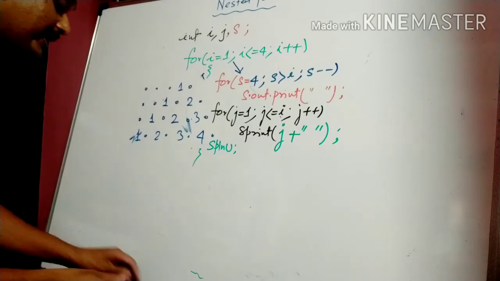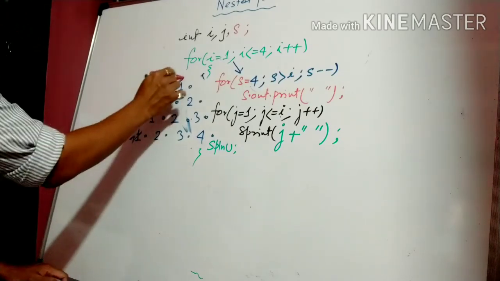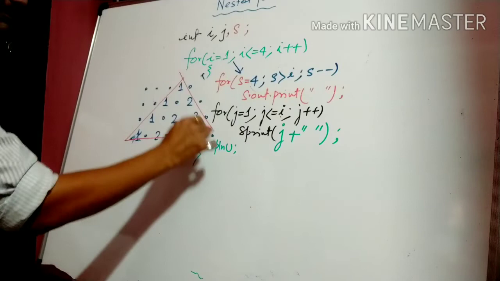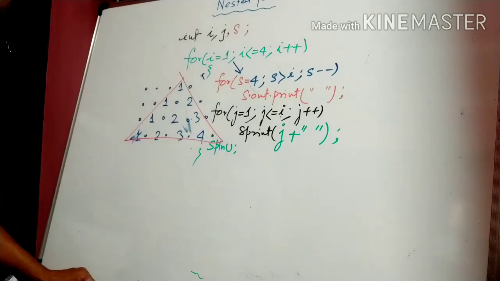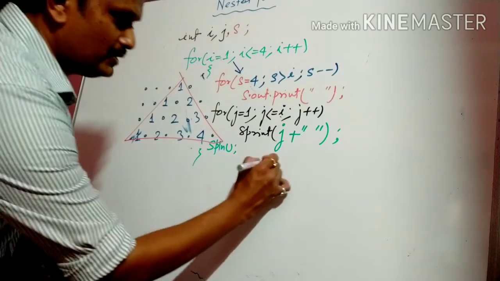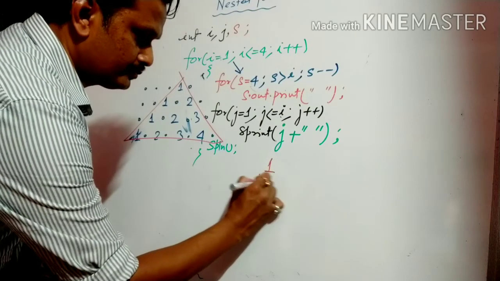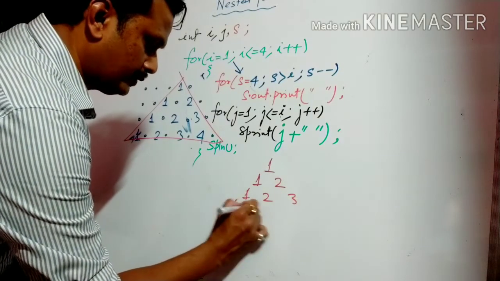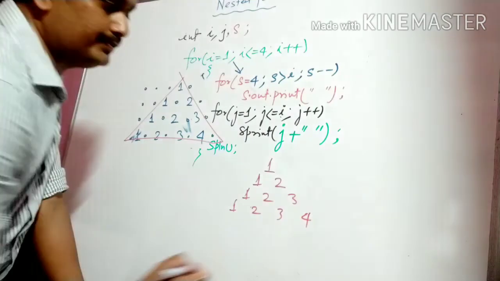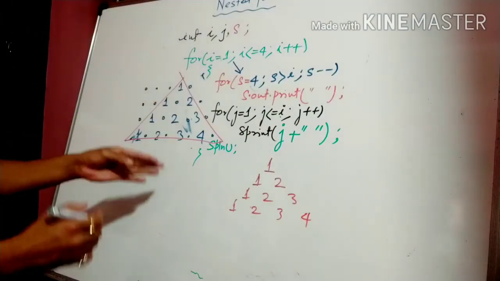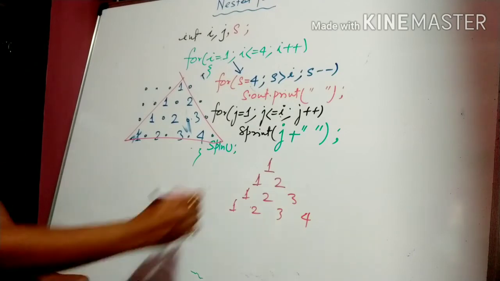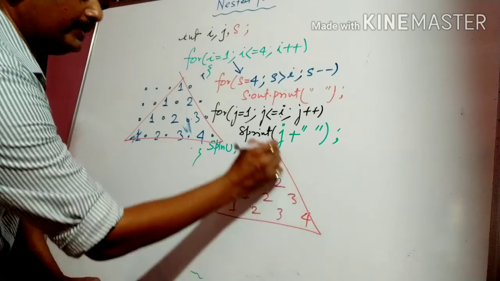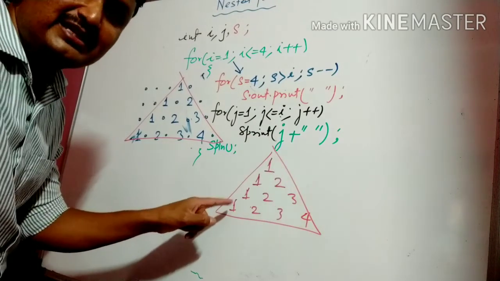What are we getting here? We are getting just like a center alignment, isn't it? So your answer will come that way: 1, 1 2, 1 2 3, 1 2 3 4. When you do this program on your laptop, on the computer, your output will come that way. And this is known as center alignment.